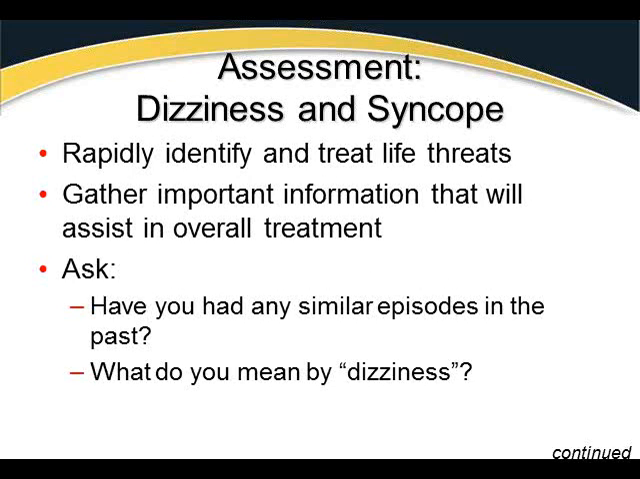So assessment: rapidly identify and treat any life threats that you come across. So airway, breathing, circulation. Gather important information. It may be appropriate to also check blood sugar here. If you have an altered mental status, one of the easiest things to do, if you have the capabilities, is check the sugar. Ask the patient if they've ever had an episode like this in the past, and then ask them what they mean by dizziness. Tell them to describe a little bit more how they feel.